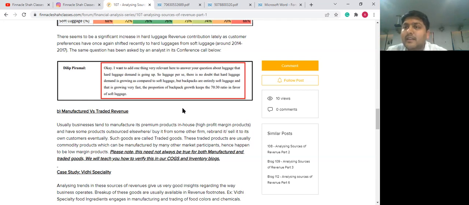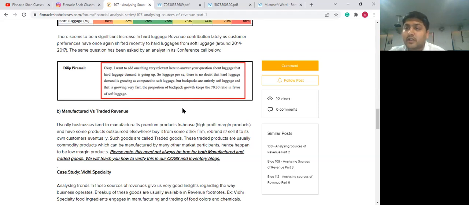One needs to keep in mind the margins around manufactured products and traded products. You need to calculate it. Obviously, don't worry about that. We will teach you in the upcoming series how to calculate manufactured margins and traded margins, or profit margins, for these products. But to do that, the first step is identifying what percentage of revenue is being manufactured, or what dollar amount of revenue is being manufactured by the company, and what dollar amount of revenue is being traded by the company.